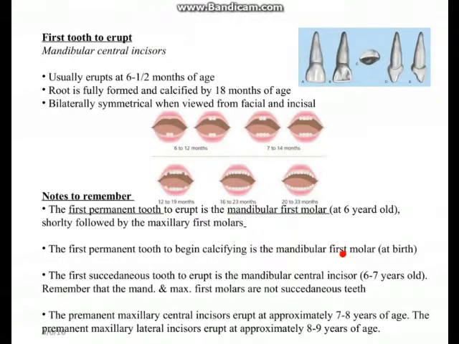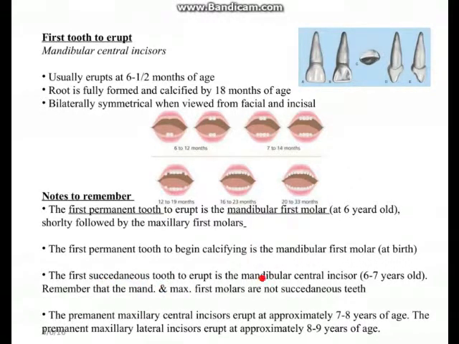Because it's going to be the first tooth to erupt, so basically it's going to be the first tooth to begin calcifying. The first succedaneous tooth to erupt is the mandibular central incisor. Now remember, succedaneous means that tooth erupts because there's a primary tooth and then it's followed by a permanent tooth. So, for example, let's say the permanent molars, any molar, first, second, or third, they're non-succedaneous teeth because there's no primary teeth following it before, right?